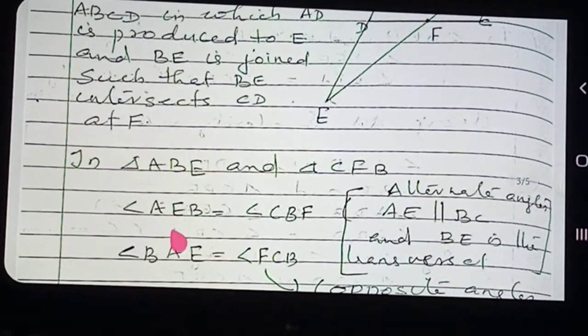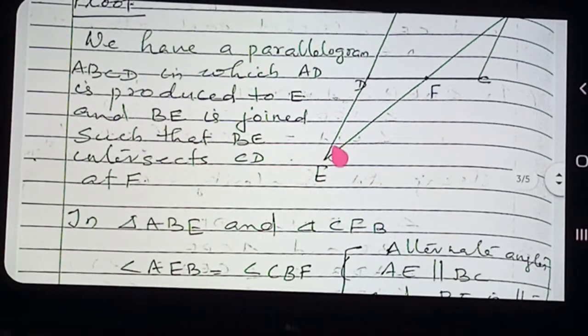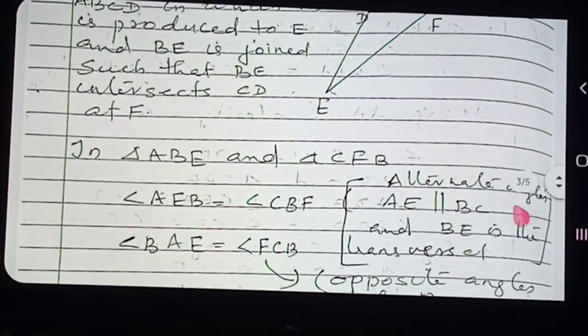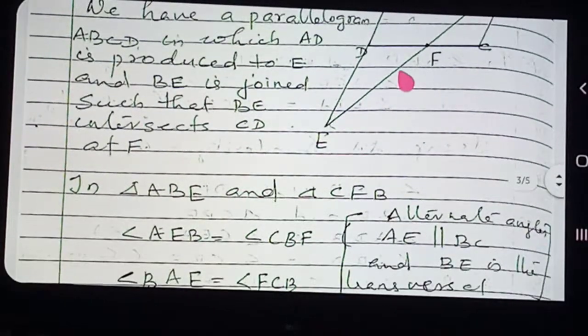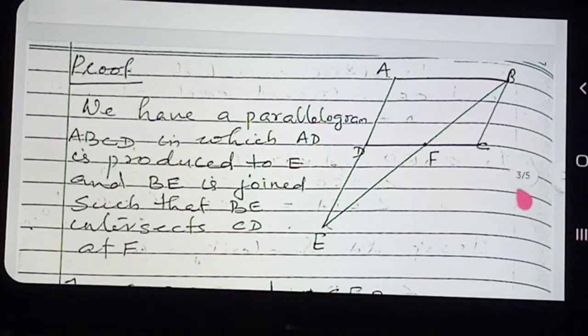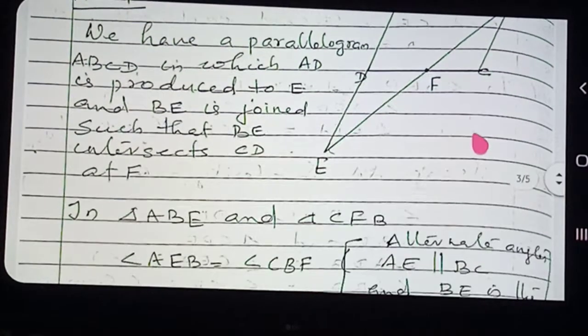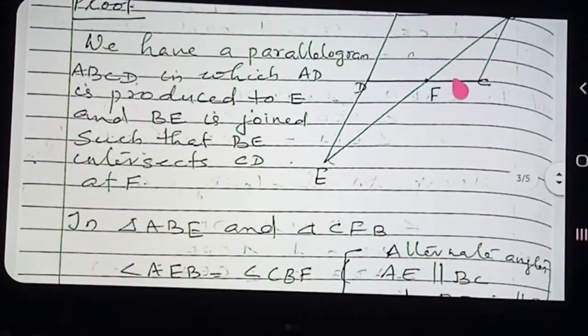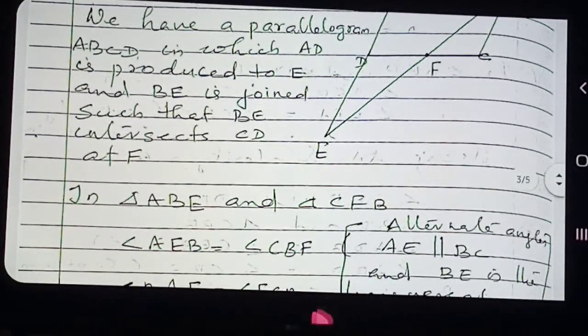Sorry, angle AEB and angle CBF are equal. What's the reason written? Alternate angles. AE is parallel to BC, and EB is the transversal. And the next angle, which one? Angle BAE, this angle. And the next angle is C. C means which angle? FCB. Okay, these two angles are equal.